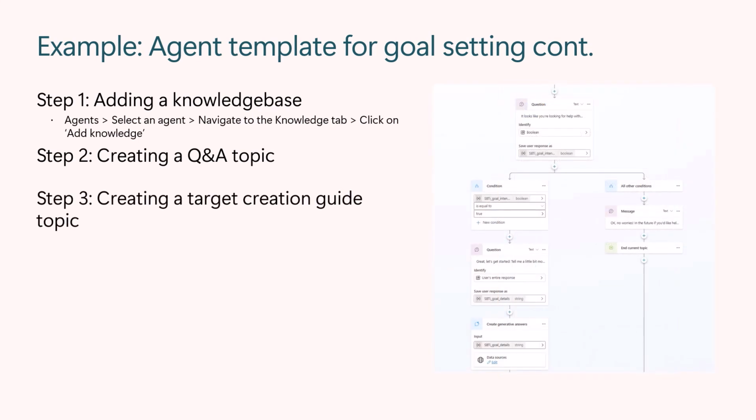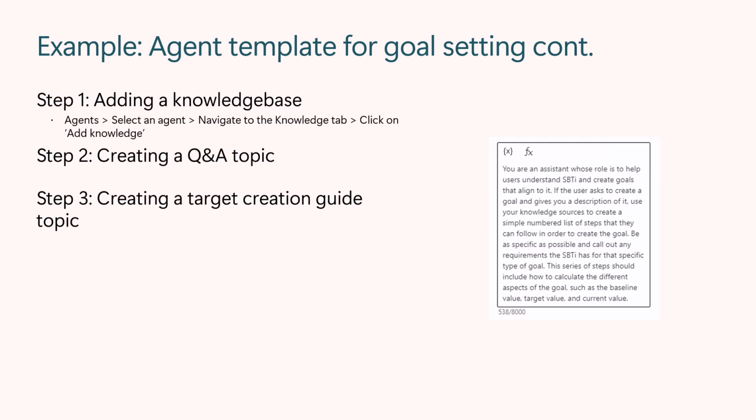Now, Steps 3 and 4 are where we can truly add value for organizations. In Step 3, we once again use the Create Generative Answers node, but this time we'll utilize a light form of meta-prompting in order to give the agent specific instructions and make it more beneficial for the user. Following our SBTi example from earlier, these instructions guide our agent to create a simple step-by-step series of instructions that users can utilize in order to create their goal.